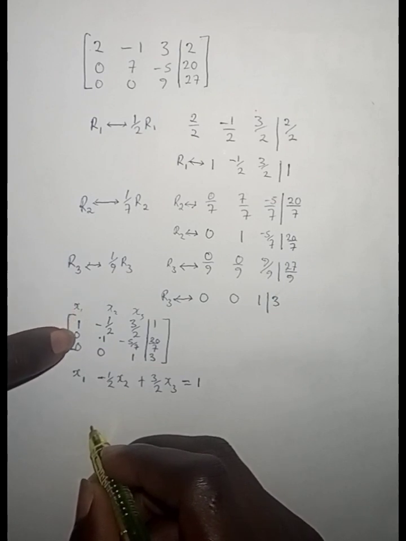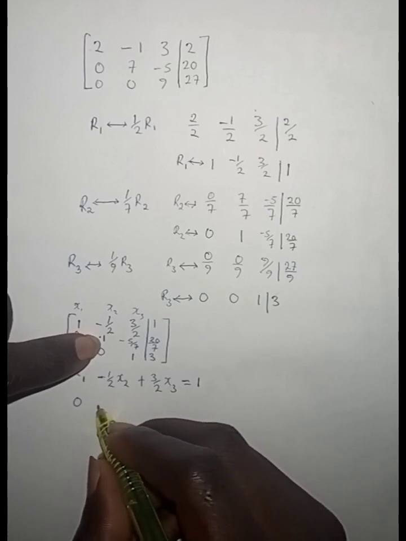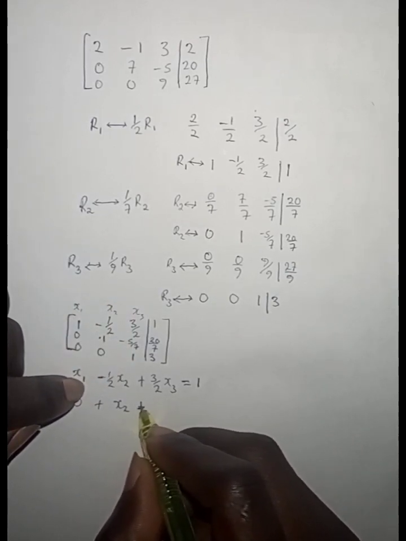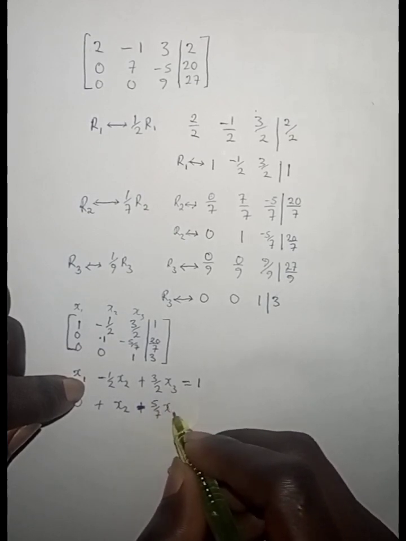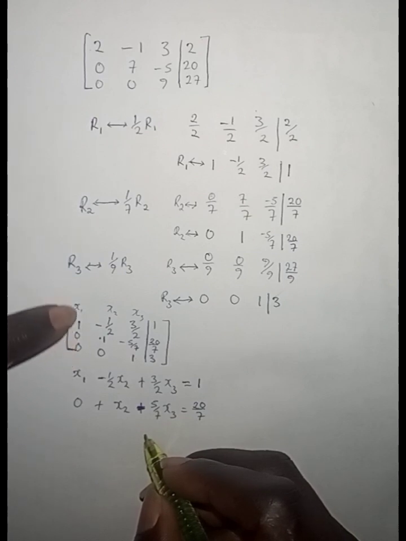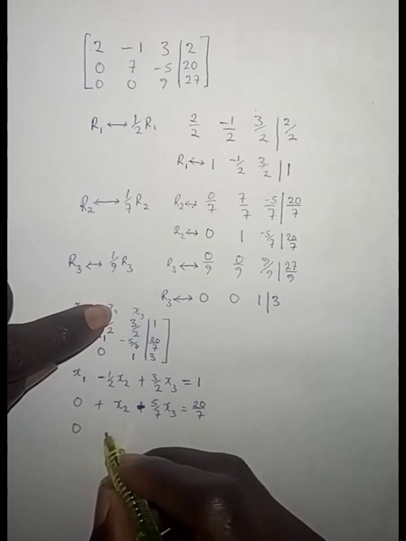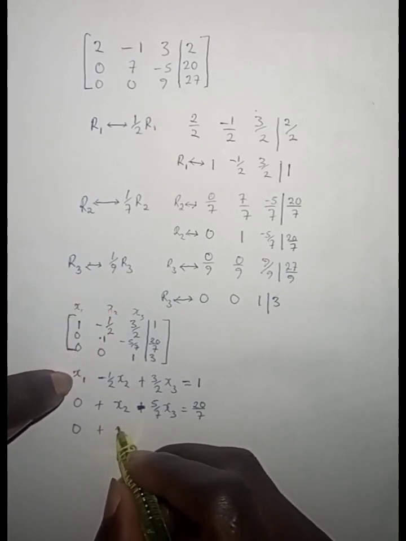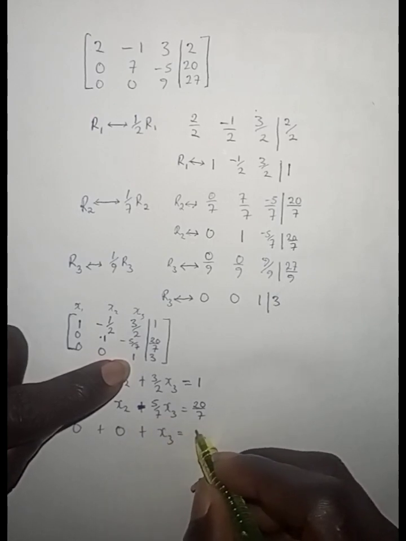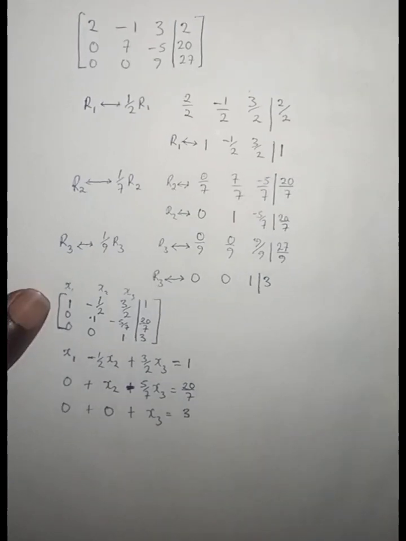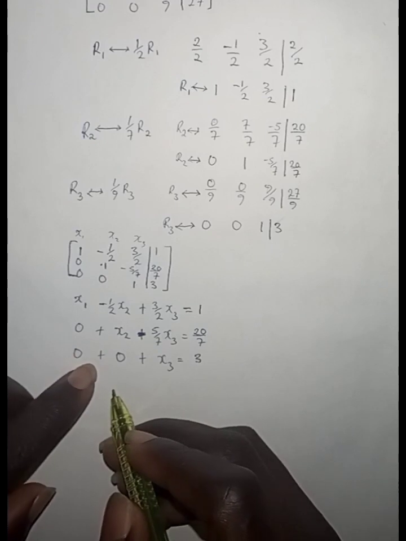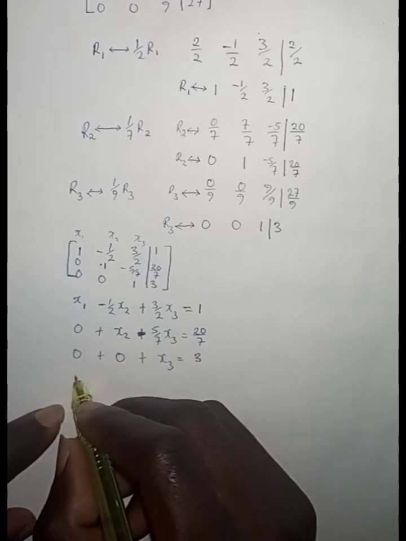For row 2, x1 times 0 is 0, x2 times 1 is x2, minus 5 over 7 times x3 is minus 5 over 7 x3, all equal to 20 over 7. 0 times x1 is 0, 0 times x2 is 0, 1 times x3 is x3, all equal to 3. So in row 3, the third equation, we can see that x3 already is equal to 3.